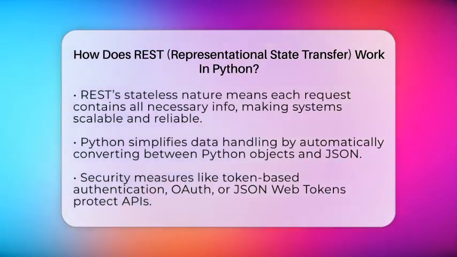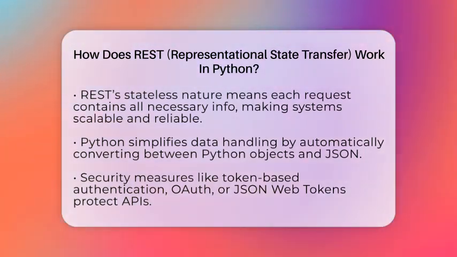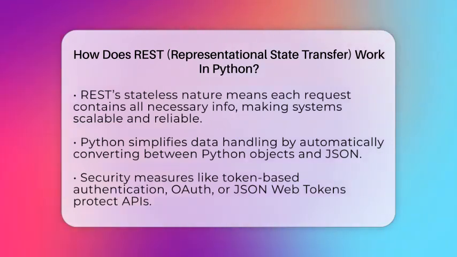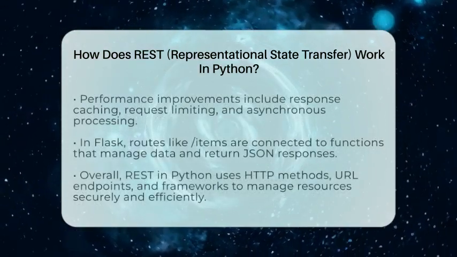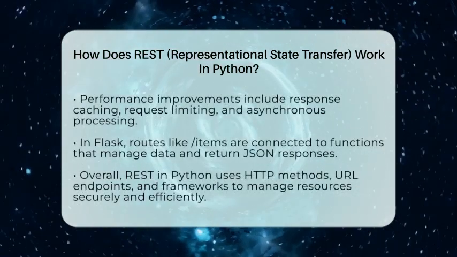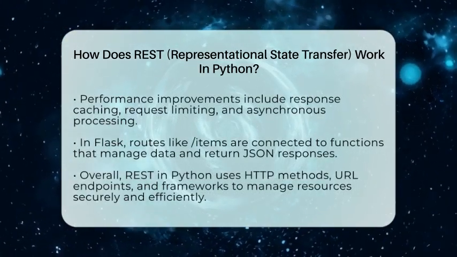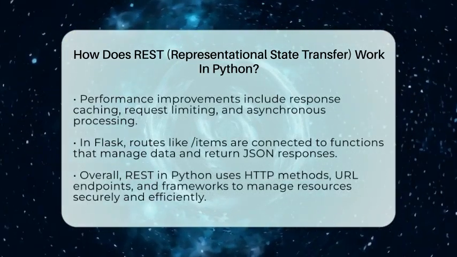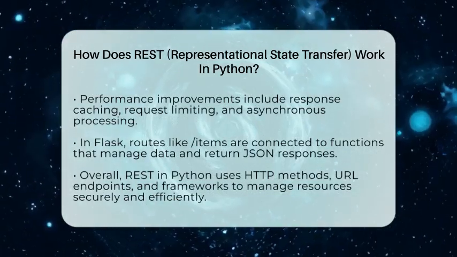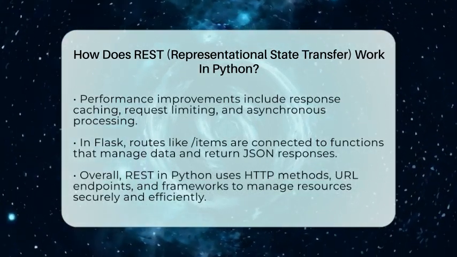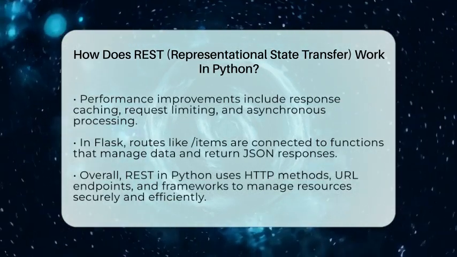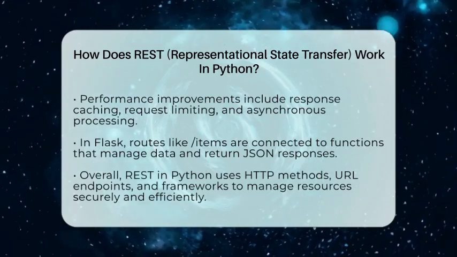Security is also important. Python developers add authentication methods like token-based systems, OAuth, or JSON web tokens to protect the API. This way, only authorized users can access or change data. To improve performance, techniques like caching responses, limiting request rates, and asynchronous processing are used.